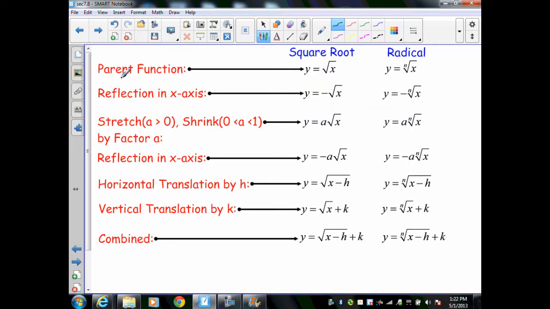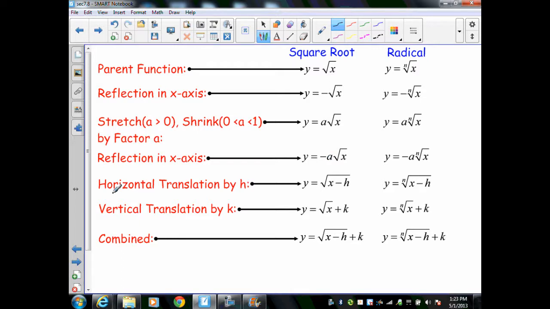What I have is the parent function, which is y equals the square root of x. We have a reflection in the x-axis, which would be a negative in front of the square root of x. We have a stretch if a is greater than 1, and we have a shrink if a is between 0 and 1. Reflection in the x-axis in that situation is if I make that a negative.